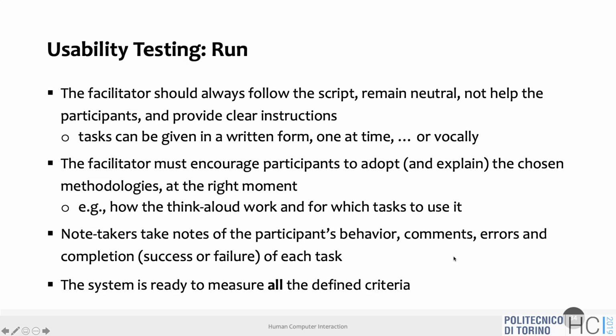Before running the test, the system, the application, the tool, whatever it is, must be ready to measure all the defined criteria. So you should have a questionnaire ready, you should have a facilitator noticing things for the more subjective criteria, for instance. And the application should be instrumented to log timestamps if you choose that criterion to be measured.